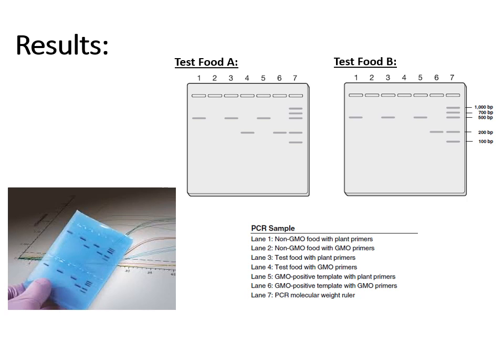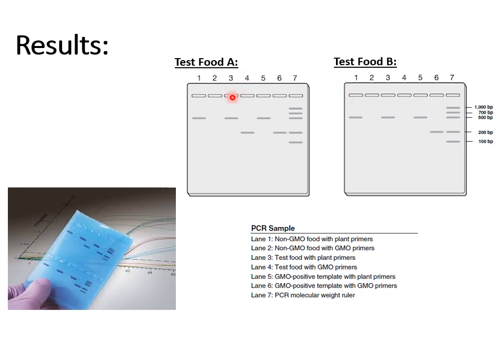And then when you analyze, keep in mind, each gel is loaded the same way. And you have the number for the lane. So this is lane 1, lane 2, 3, 4. This is then again lane 1, 2, 3, 4, etc. And down here tells you what's loaded in each one. So for both of these gels, test food A and test food B, the non-GMO food with the plant primers, remember plant primers expecting around 400, 455 band, that would be in lane 1. Then non-GMO with GMO primers would be in lane 2 for both of these.